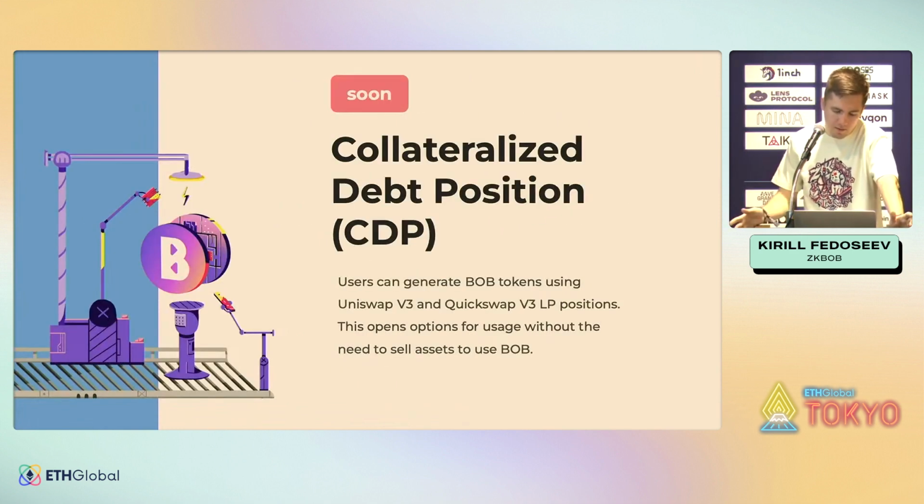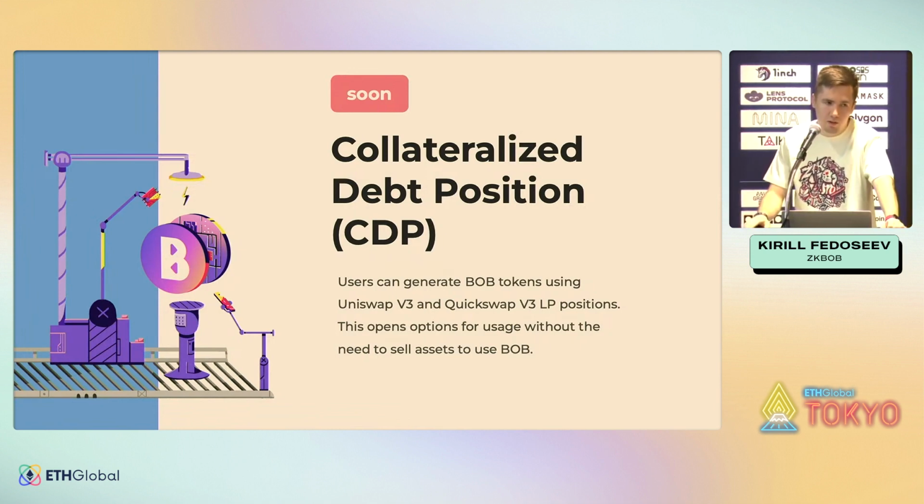So as I said before, we also started working recently on this module for collateralized debt positions, which is soon going to be available on one of the networks where Bob is present. This way, users will be able to generate new Bob on the market using their Uniswap v3 or QuickSwap v3 LP positions with Bob or other token pairs as collateral. And this way, it's going to increase capital efficiency and allow for more collaborations for us in the future.